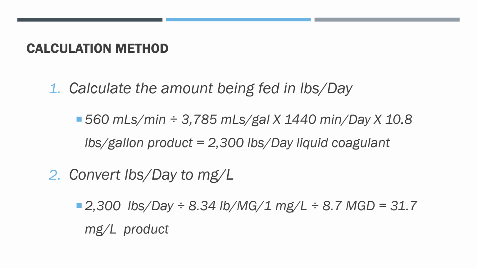You can convert that to milligrams per liter by taking the 2,300 pounds per day, dividing it by 8.34, and the flow rate of 8.7, and it comes up to 31.7 milligrams per liter product.